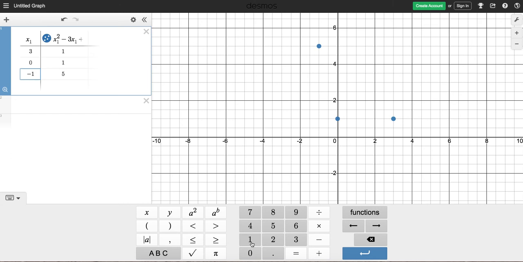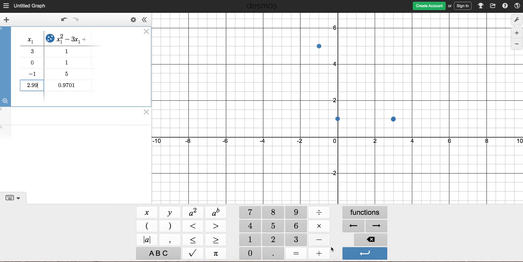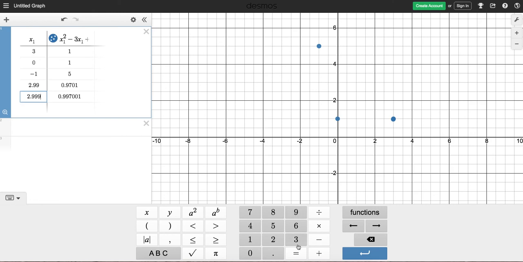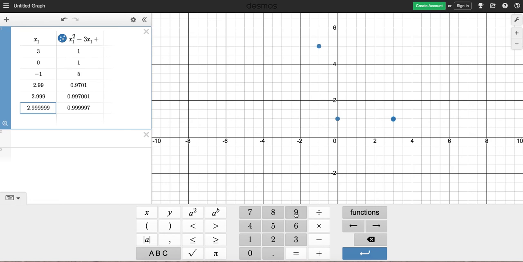And this table feature is also very helpful if we're looking at limits. So if we want to maybe see what our outputs are getting closer to as x gets closer to 3, we could put in something like 2.99. And then the next line below that, we can put in like 2.999. And then the line below that, we can put in something even closer to 3, 2.999999, and notice the outputs here are getting closer and closer to 1. So here's how we can also use Desmos to numerically evaluate limits.